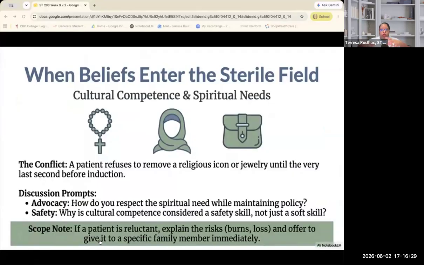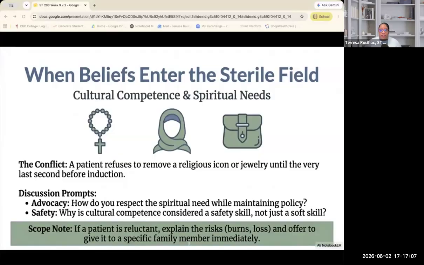Okay, now we're moving into the cultural competence, spiritual needs. This is where things can feel complex. In healthcare, personal beliefs do not disappear at the door. Patients bring their faith, their culture, their rituals, and meaning systems with them. So, a patient refused to remove a religious icon or jewelry until the very last second before induction. That's not defiance, that's significance.